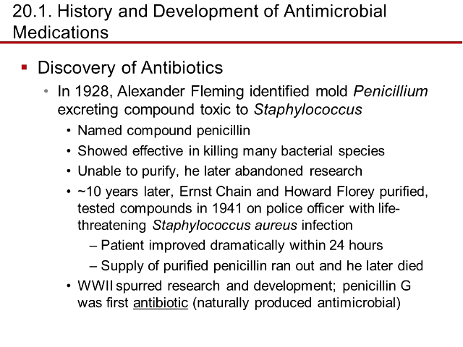The discovery of antibiotics in 1928 was by Alexander Fleming, who identified a mold, Penicillium, which excreted a compound which is toxic to Staphylococcus. He named it penicillin, and it showed it was very effective in killing many bacterial species. It was hard for him to purify, and he later abandoned the research. But penicillin was actually discovered by Alexander Fleming.